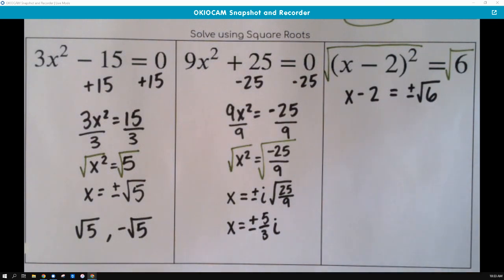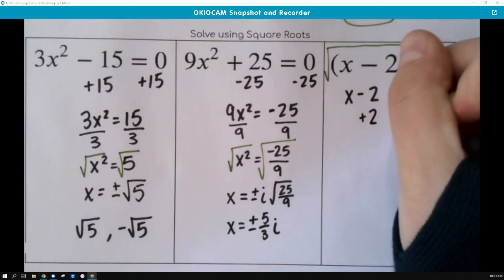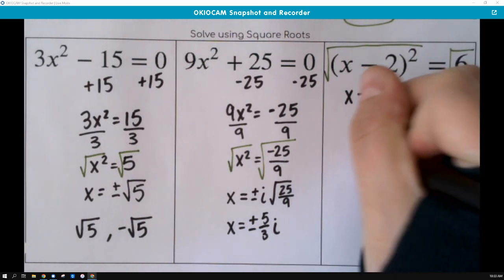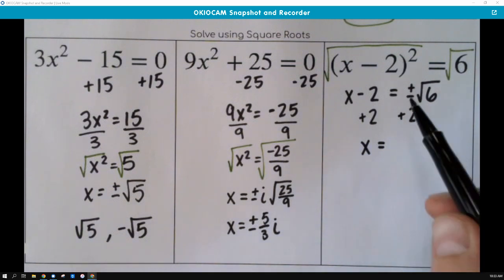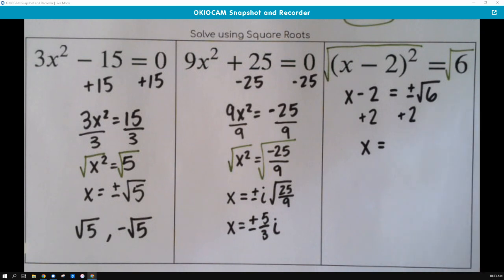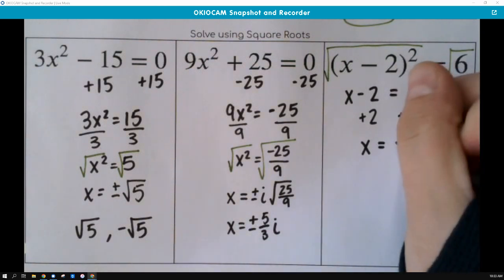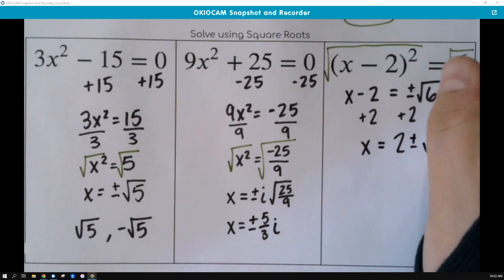Then we would add 2 to both sides to get x by itself. And instead of writing plus or minus square root of 6 plus 2, we're going to put the 2 first. And so our answer is going to be 2 plus or minus square root of 6.